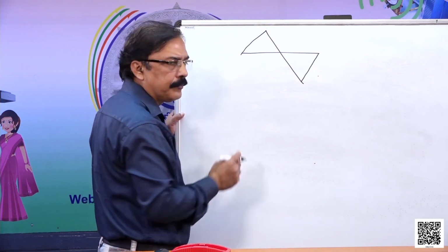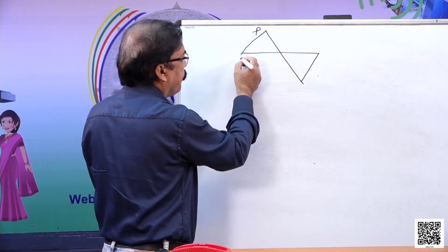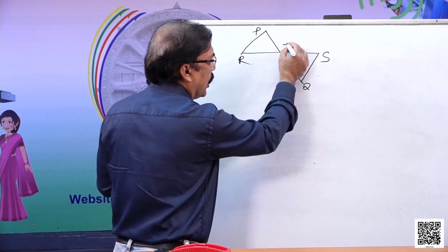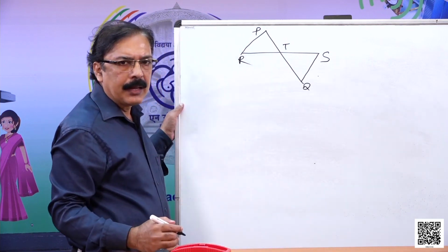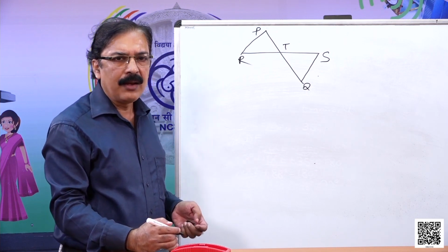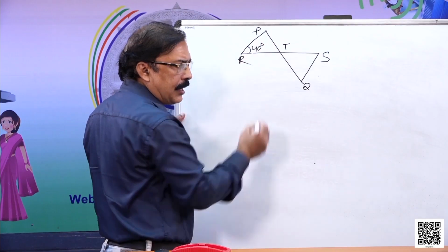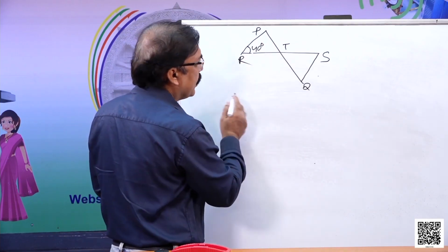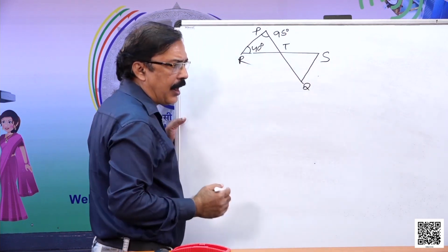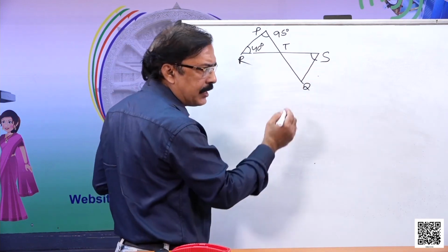Here, given the values PR, SQ and T. Given that PQ and RS intersect at point T and value of PRT is 40 degree, and RPT is 95 degree. TSQ is 75 degree.